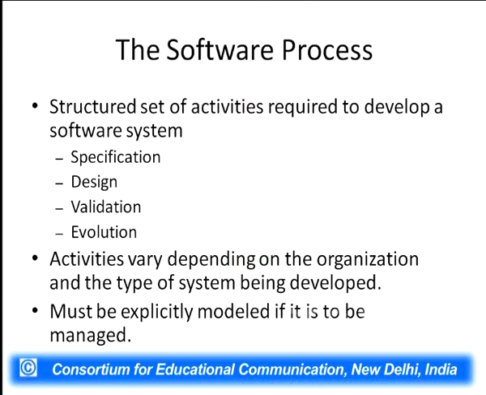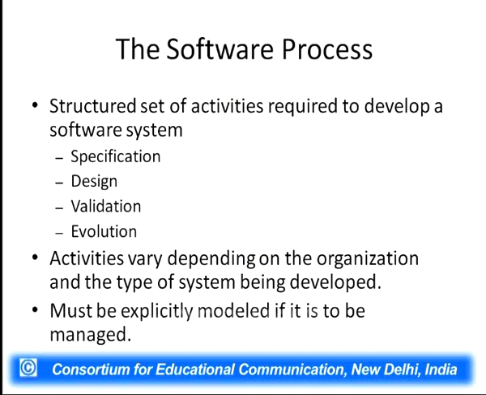So, in case of software development, we generally follow 4 major phases. First is the specification phase, the second is the design phase, the third is the validation and testing phase, and the fourth is the evolution phase. In the specification phase, basically it is the requirement analysis phase. So, in this phase, the most important aspect, that is understanding what is the user's expectations and what is the user's requirements from the software is done.